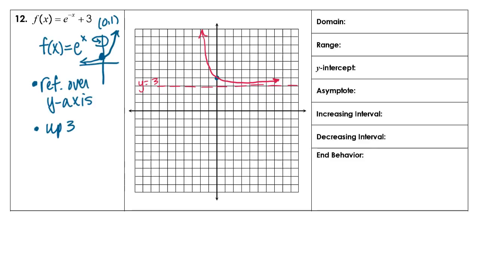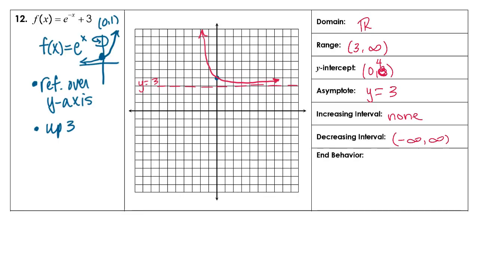Here, domain, again, it's going to be all real numbers. We've been doing that funky R. The range, well, that's going to be from 3 to positive infinity. The y-intercept, well, that's going to be at 0, 4. Sorry, folks. The asymptote is at y equals 3. Increasing interval is going to be none. Since we're flipped around, we now have decreasing from negative infinity to positive infinity.